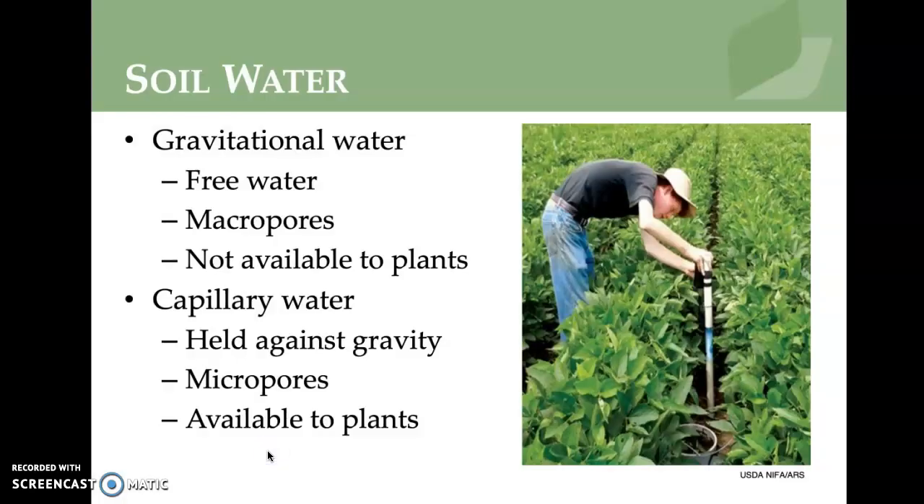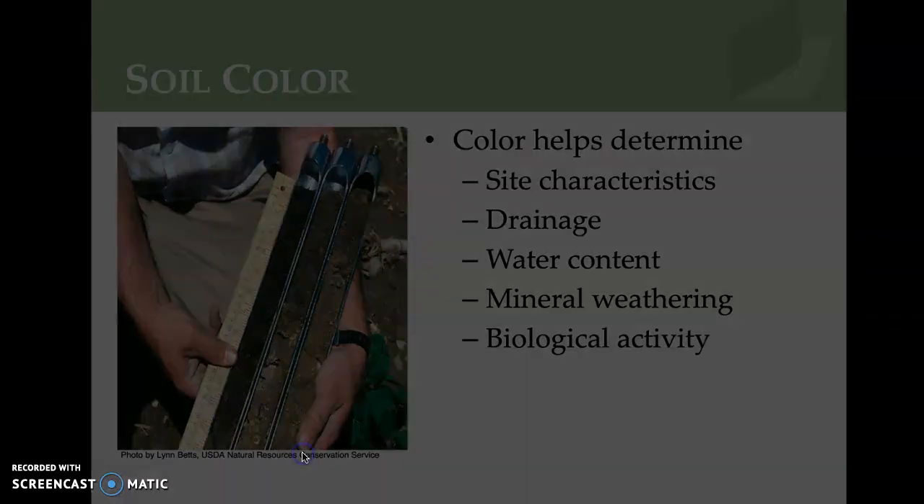There's soil water. And you look, they're checking a soil moisture gauge in a field here just to kind of see what the level's at. You have gravitational water, it's free water. It's going to wind up in the macropores, and it's not available to plants. It's going to be lower in the soil. Capillary water is held against gravity. It's in the micropores, and that's available to plants. We're not going to get super in depth with that.